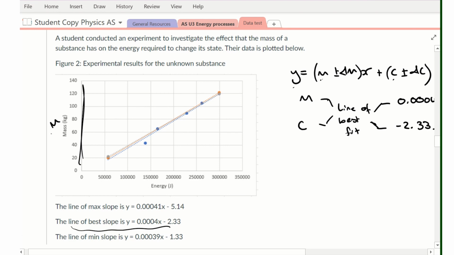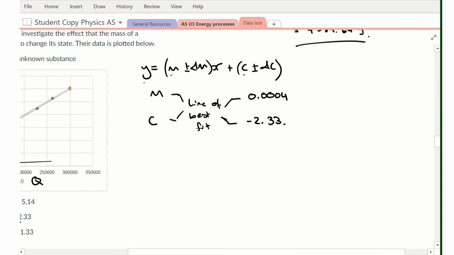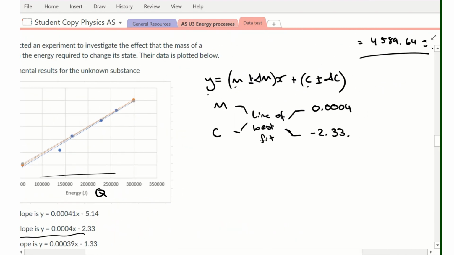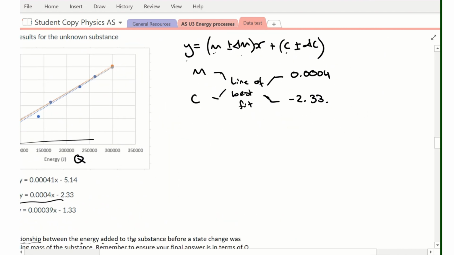Not M for gradient, M for mass. So I'm not going to change that in just yet, just so we're aware though. Energy, that's our x-axis. That's going to be Q. That's the variable for energy. So Y is going to become M, and X is going to become Q. But we'll do that after, because we need to find delta M and delta C.